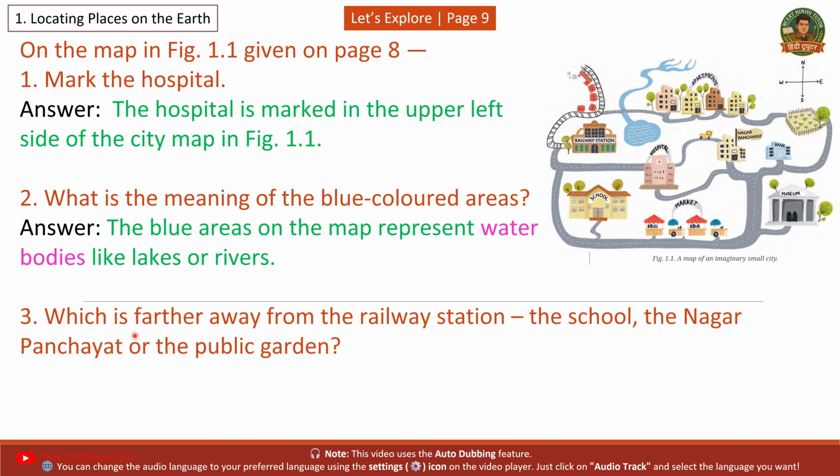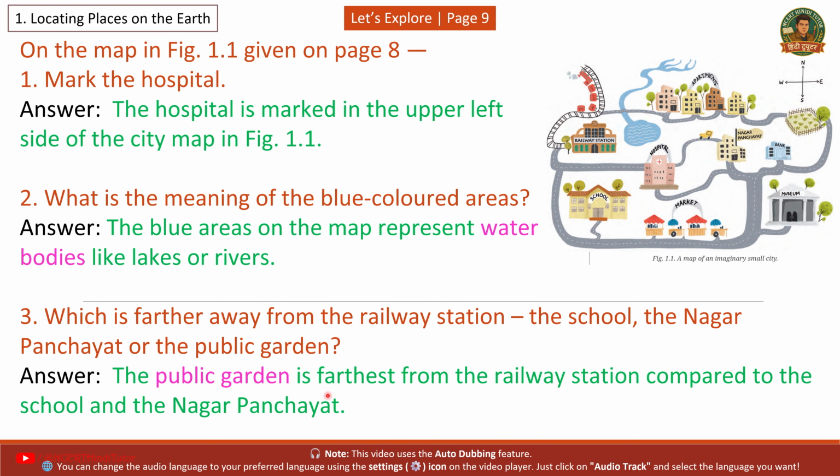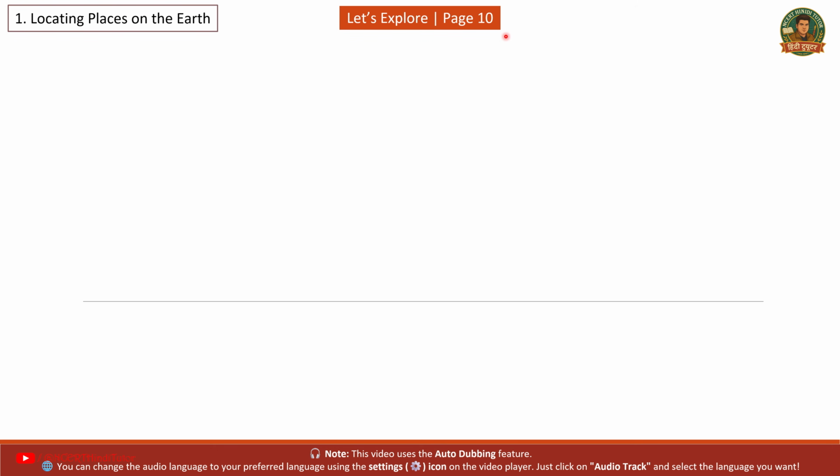Question 3. Which is farther away from the railway station? The school, the Nagar Panchayat or the public garden? Answer. The public garden is farthest from the railway station compared to the school and the Nagar Panchayat. So friends, here is the railway station, here is the school, here is Nagar Panchayat and the farthest is the public garden here. Let's explore page 10.